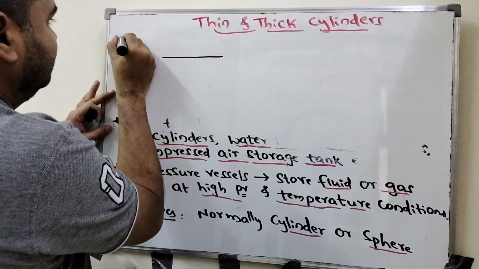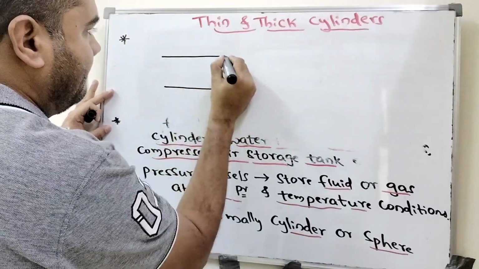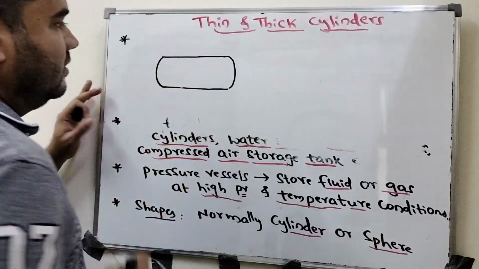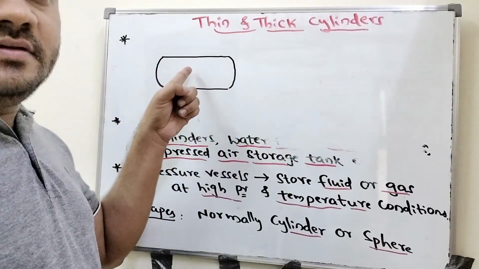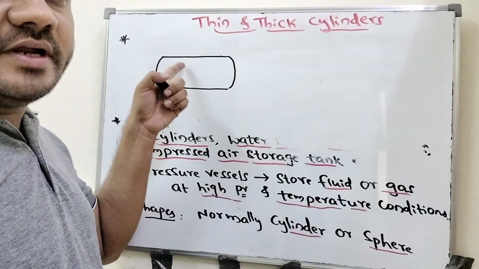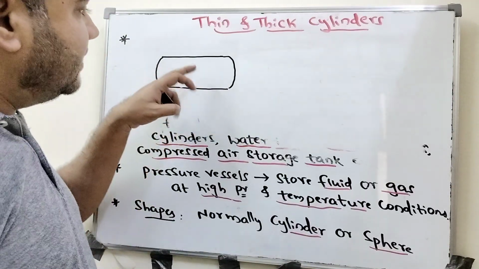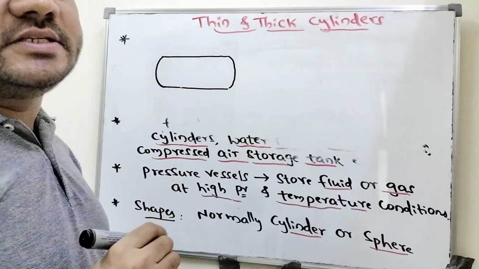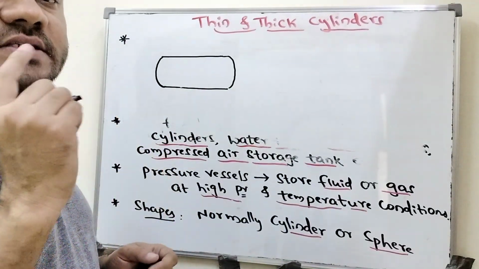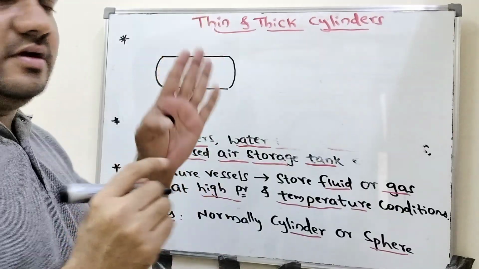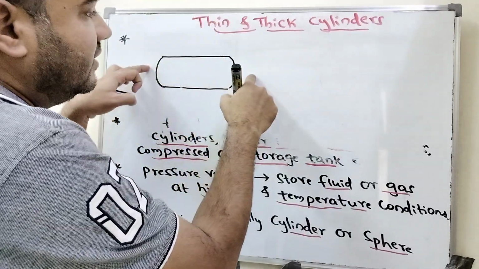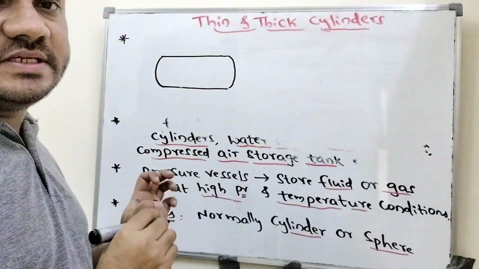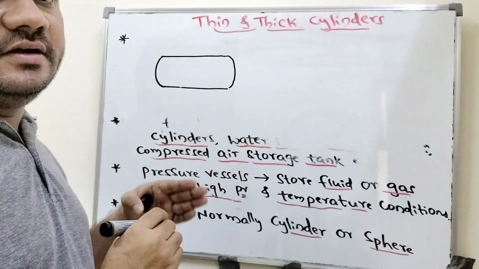Next point, this is a cylinder, and this cylinder contains a fluid or gas at high pressure and high temperature. Obviously, if the fluid is at high temperature and pressure, certain types of stresses will be developed. Along with the length there is one type of cylinder stress, and along with the circumference there is another type of cylinder stress, which we will discuss later.